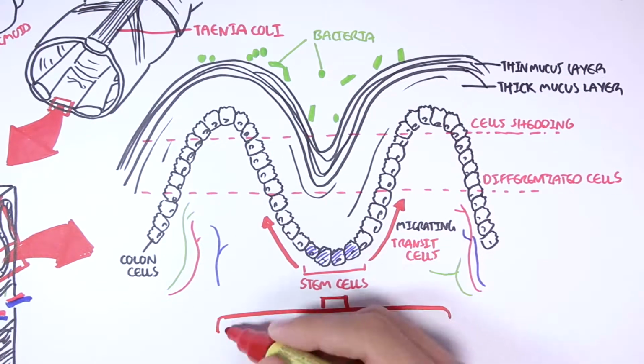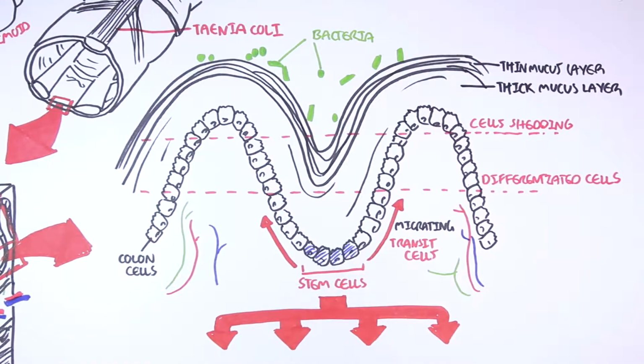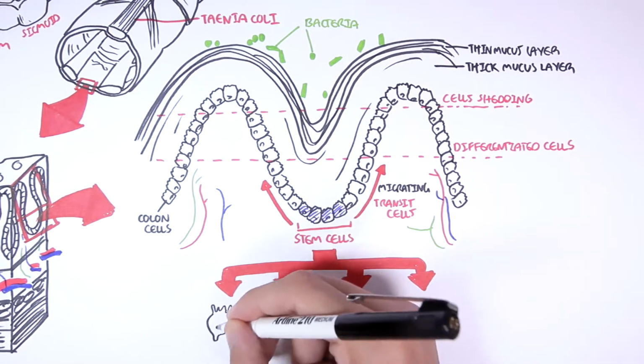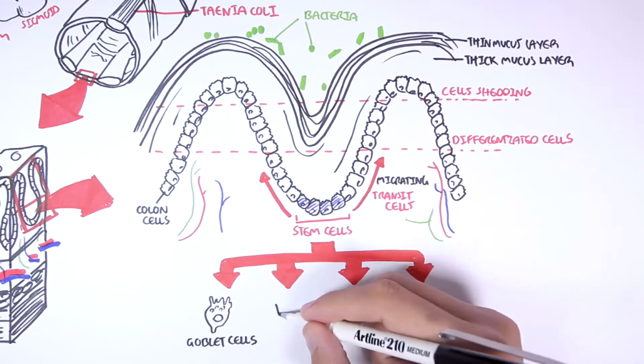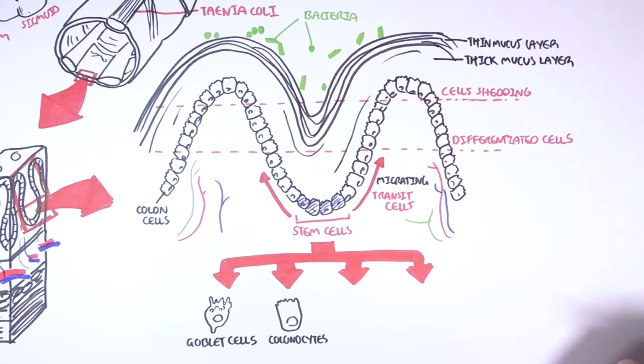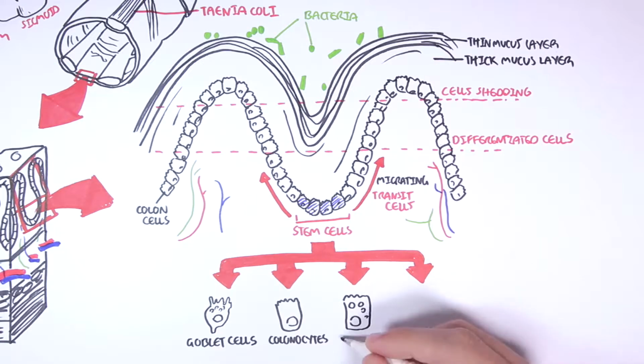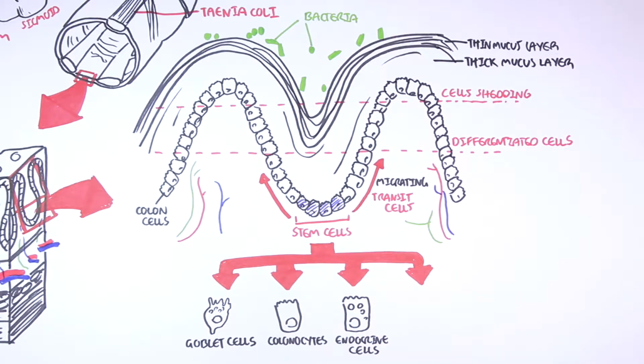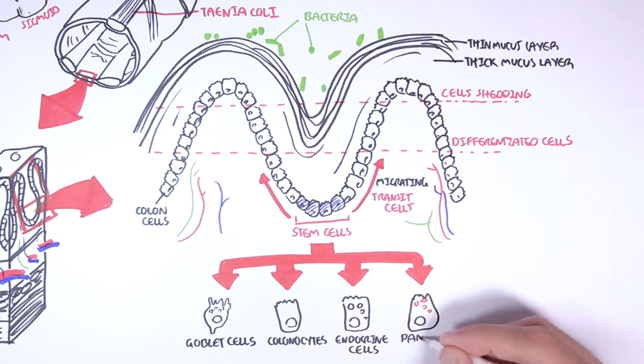The stem cells will eventually differentiate into four main types of cells. These are the goblet cells that secrete mucus, your regular colonocytes, which are, again, your typical columnar epithelial cells. Stem cells can also differentiate into endocrine cells that secrete hormones and peptides that maintain homeostasis of the gut. Now, in the colon, there can also be Paneth cells that arise from stem cells during development. However, these Paneth cells are confined to the small intestine after some time.